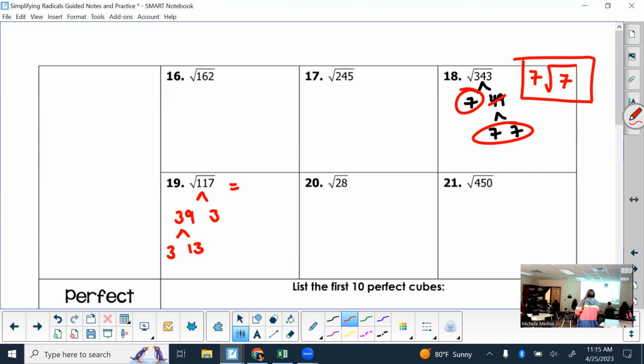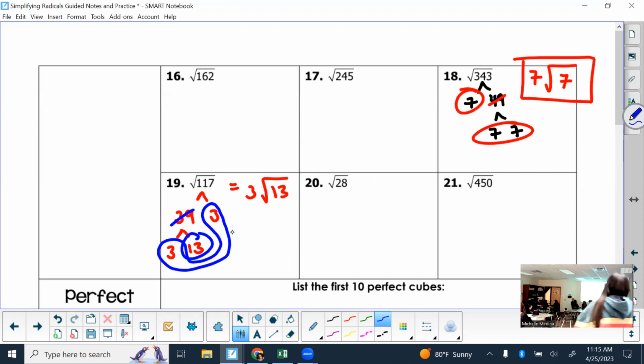And then what would my radical be for number 19? 3 radical 13. Good. This time I didn't show all my work, but don't look at the non-prime numbers. I have a pair of 3's there and a leftover 13. So no partner, you don't get to escape. Good?